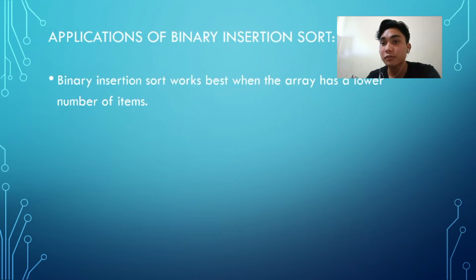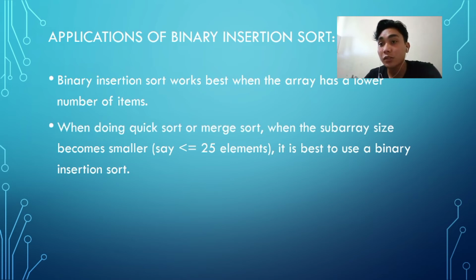So, let's continue. Binary insertion sort works best when the array has a lower number of items. As I've said earlier, it means it works faster. The lesser it has, the faster it gets. So, when doing quick sort or merge sort, when the sub-array size becomes smaller, say less than or equal to 25 elements, it is best to use a binary insertion sort.